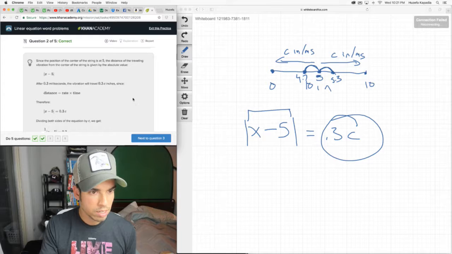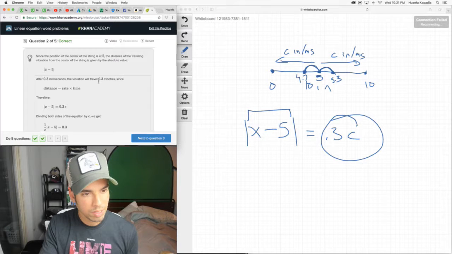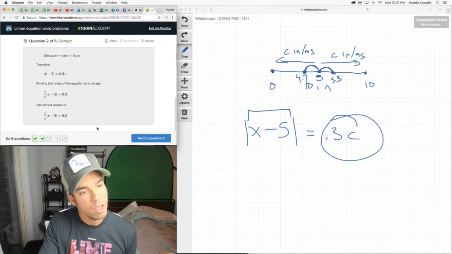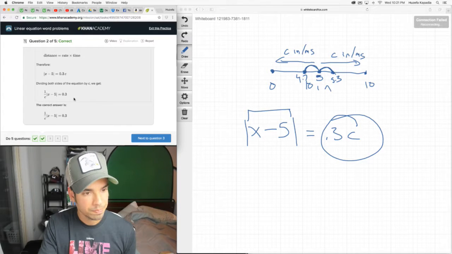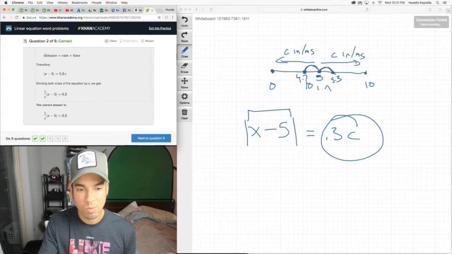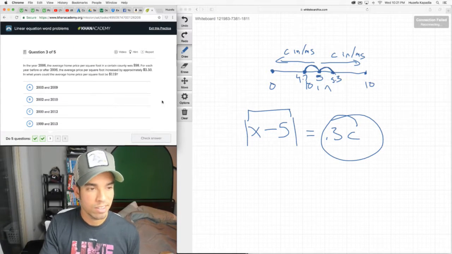I'm going to just go through their explanation. So here's what they're saying. Yes. So again, it's the absolute value. This is the distance from the center, which is represented by this. And then this is the same thing that they say. This is the distance, which is 0.3c, which is distance equals rate times time. And then they just set the two equal to each other. And then for whatever reason, they divided by c, or multiplied by 1 over c. Okay. That was hard. Let's go to the next one.